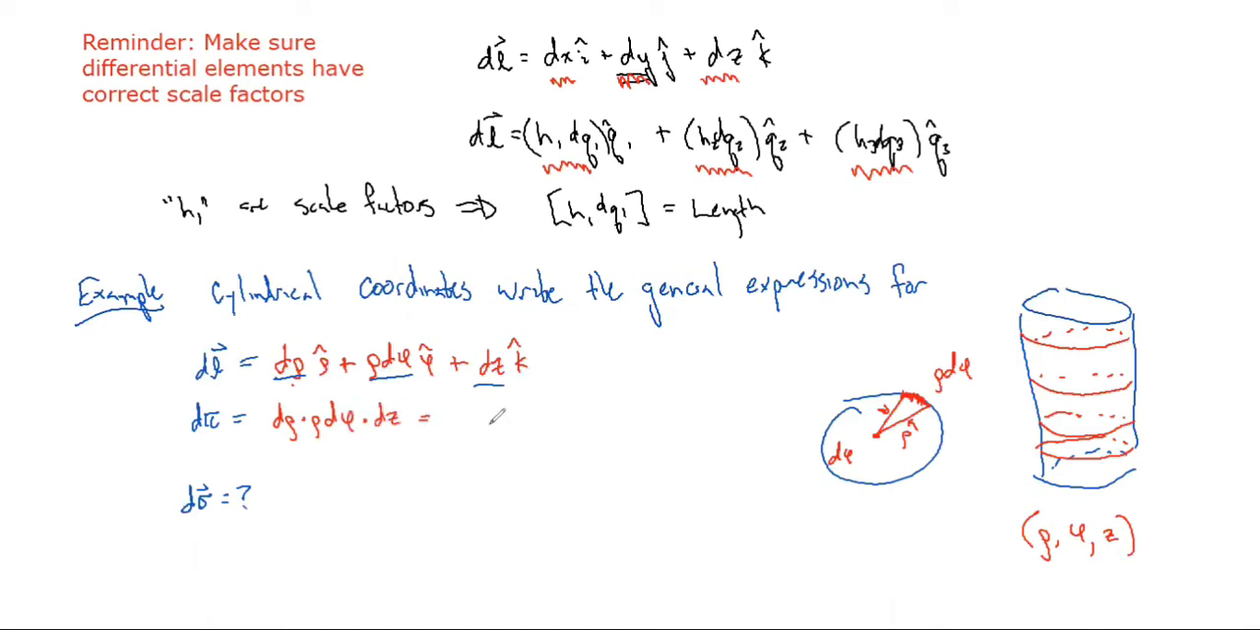Volume elements don't have an orientation. We can rewrite this a little bit. So rho d rho d phi dz, right? Non-vector. Okay, what's the problem with trying to write down one and only one expression for a surface element?